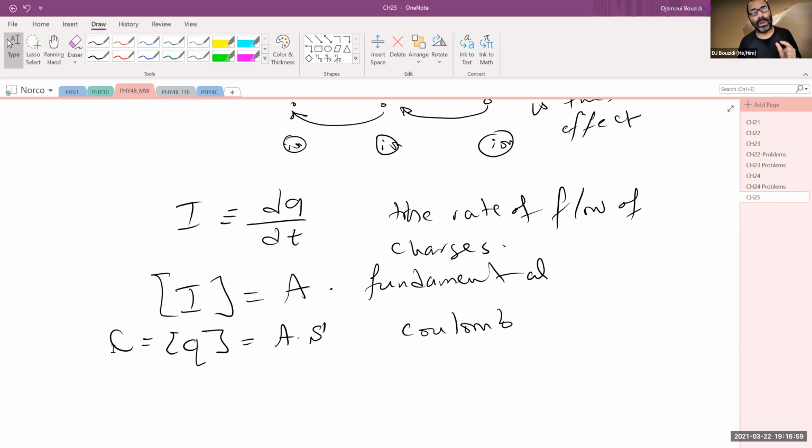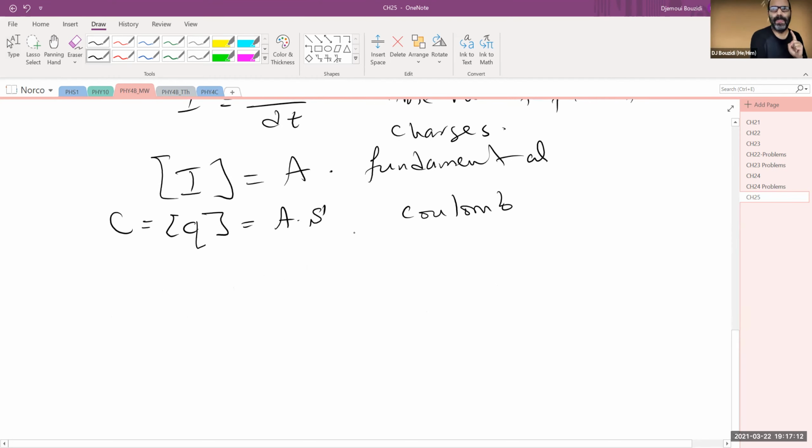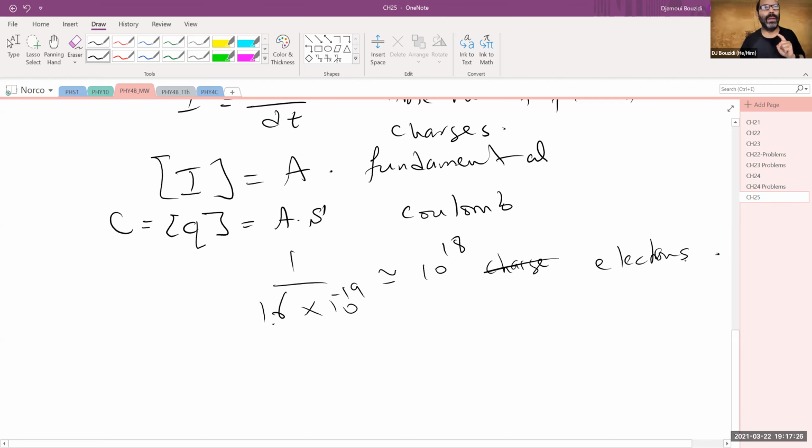1 amp, by the way, is a lot of current. In real life, 1 amp is a lot of current that passes in 1 second. That is 1 full coulomb of charge. And if you're asking how many electrons pass by, that is actually the inverse of this number, which is roughly 10 to the power 18 charges, or electrons, I should say. So that is what one coulomb is of charges. It's a huge number of them.